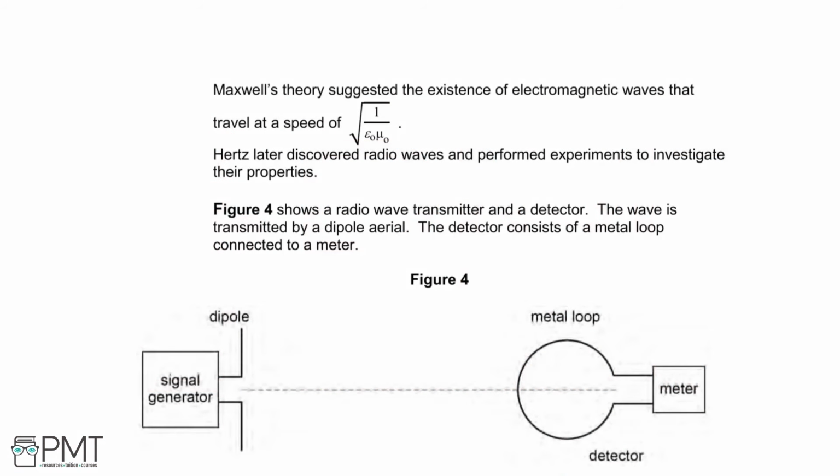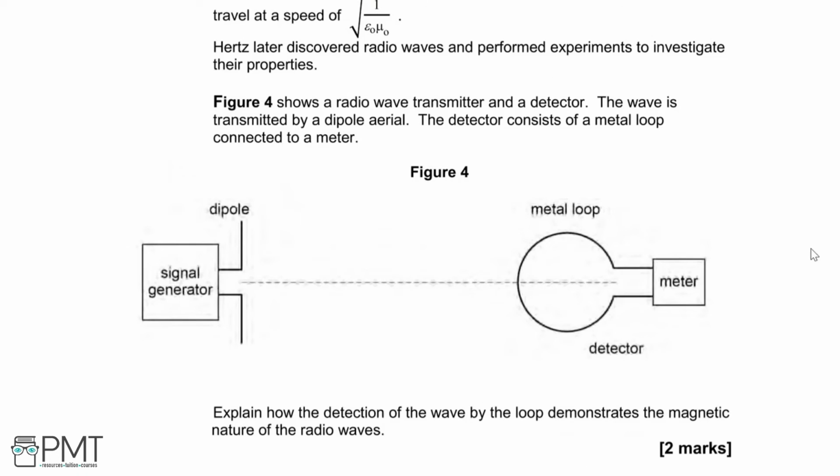Maxwell's theory suggested the existence of electromagnetic waves that travel at a speed of the square root of 1 divided by epsilon 0 mu 0. So what we've got there is epsilon 0 being the permittivity of free space and mu 0 being the permeability of free space. Hertz later discovered radio waves and performed experiments to investigate their properties. Figure 4 shows a radio wave transmitter and a detector. The wave is transmitted by a dipole aerial. The detector consists of a metal loop connected to a meter.